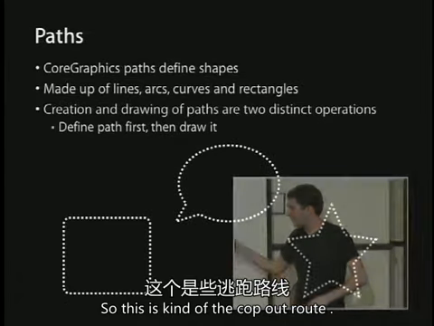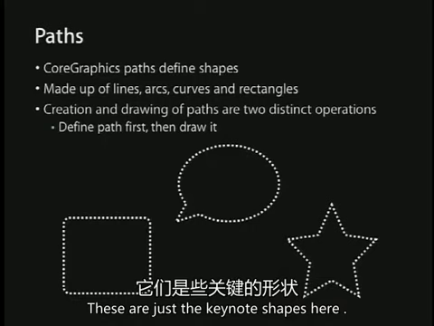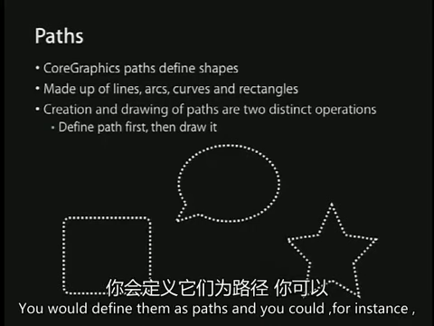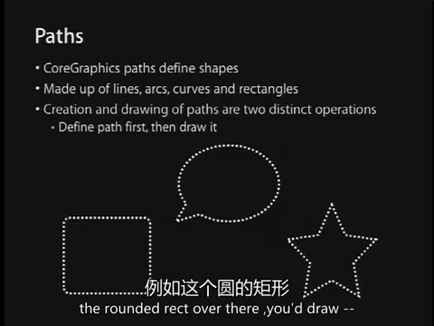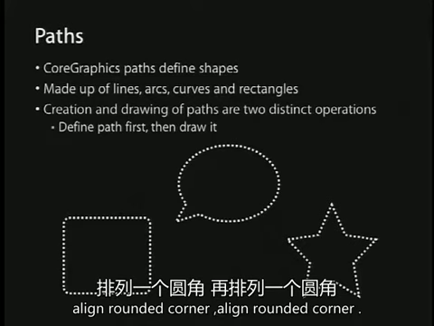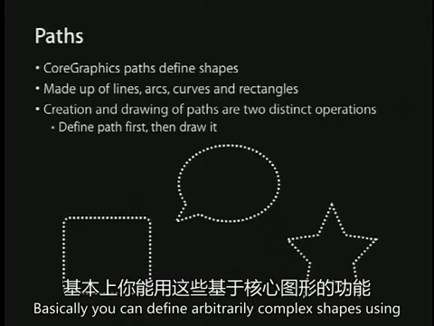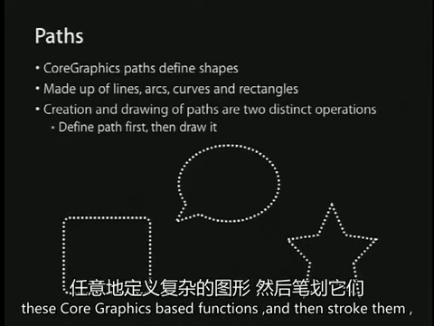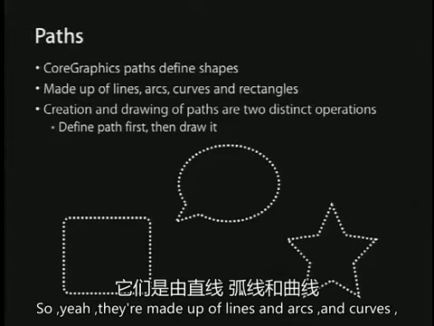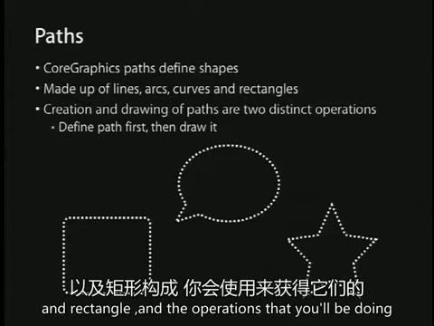So this is kind of the cop-out route. These are just Keynote shapes here, but you could actually draw these using Core Graphics yourself. You would define them as paths, and for instance, the rounded rect over there, you'd draw a line with a little rounded corner, a line, rounded corner, line, rounded corner. Basically, you can define arbitrarily complex shapes using these Core Graphics-based functions, and then stroke them and fill them and do all these great things. So yeah, they're made up of lines and arcs and curves and rectangles.